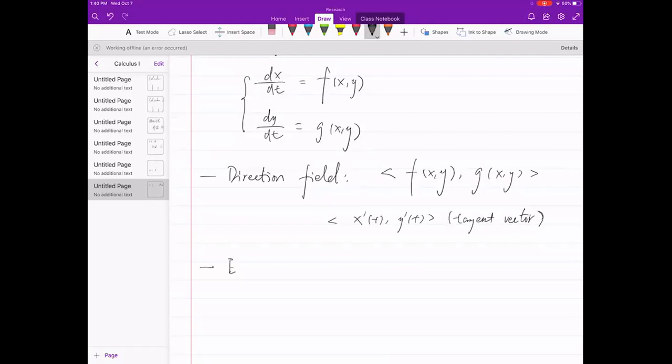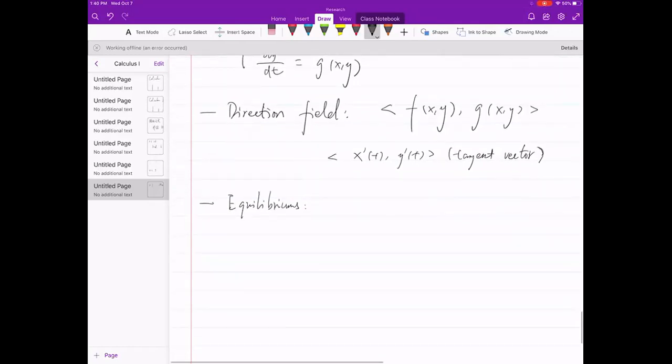Second, we have the equilibriums, which is simple, can be solved by f(x, y) equals 0 and g(x, y) equals 0. Sounds good.